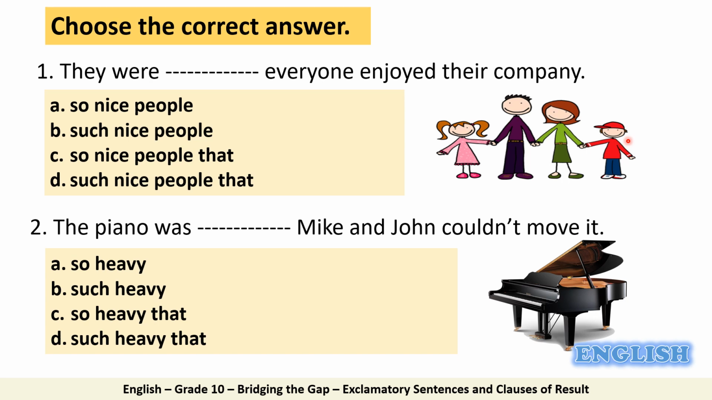Alright, let's discuss them together. In the first sentence, as you can see in the option, we have an adjective followed by a noun. So the correct answer will be D. They were such nice people that everyone enjoyed their company. In the second sentence, as you can see in the option, we have only an adjective. So the correct answer is C. The piano was so heavy that Mike and John couldn't move it. Well done, students.